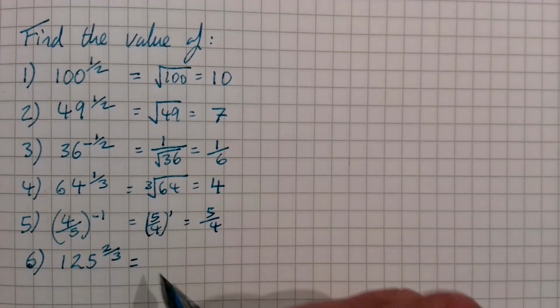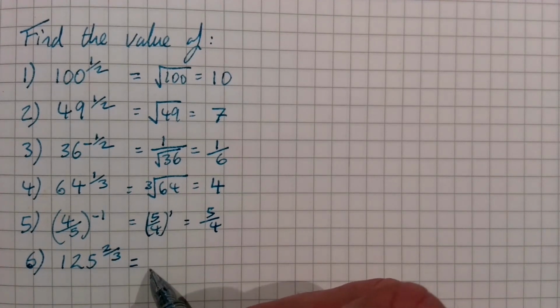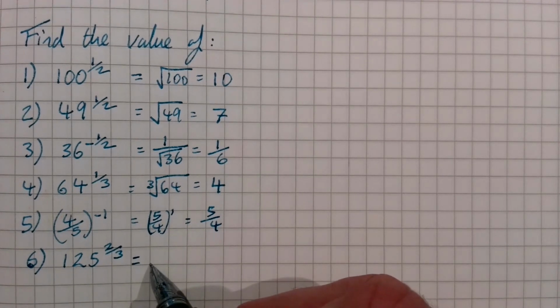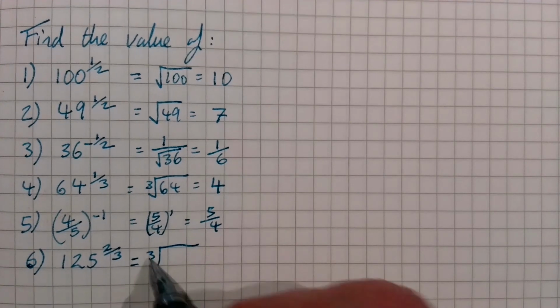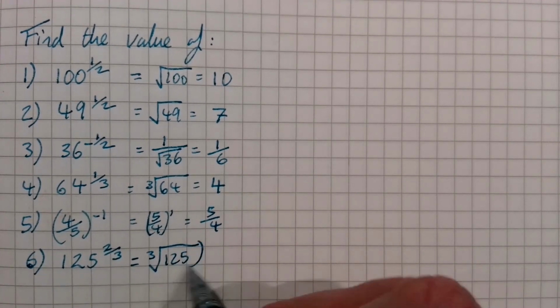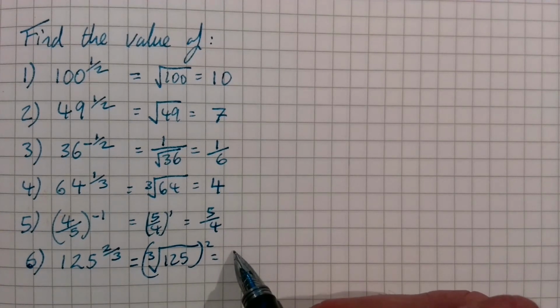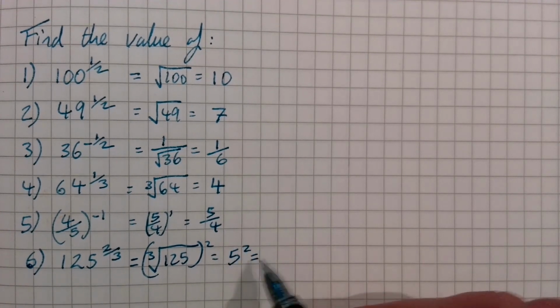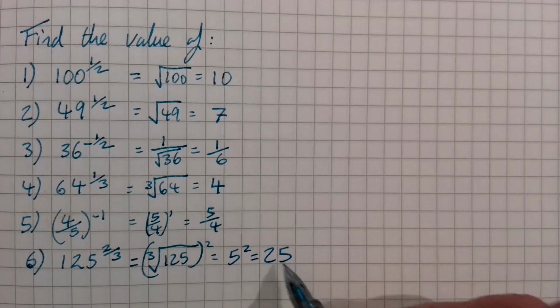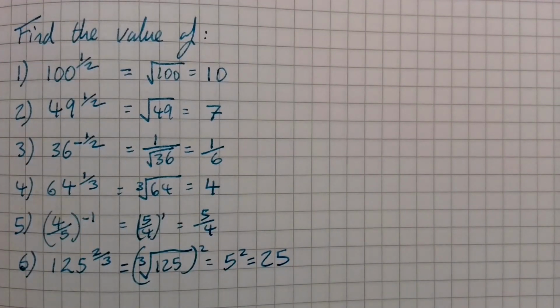So here we've got a complex fraction, one with a numerator other than 1. So that means we're going to have the cube root of 125, and whatever that is, squared. Cube root of 125 is 5, so we're looking at 5 squared, which is 25. Good work. Okay, last few coming up.